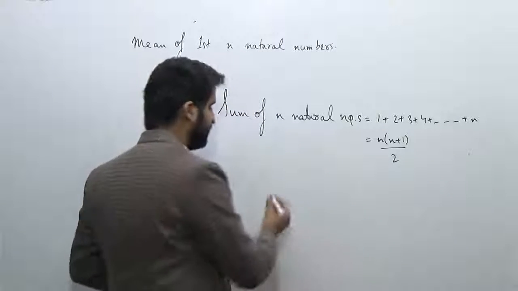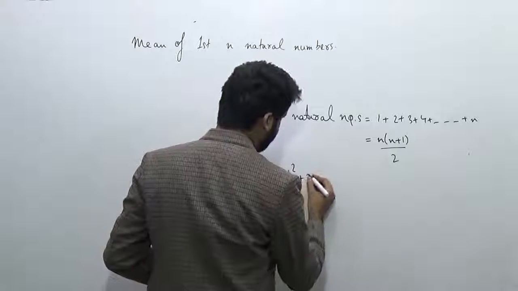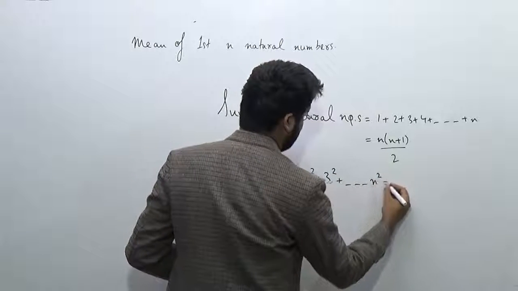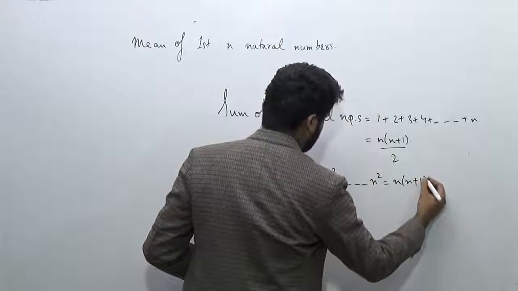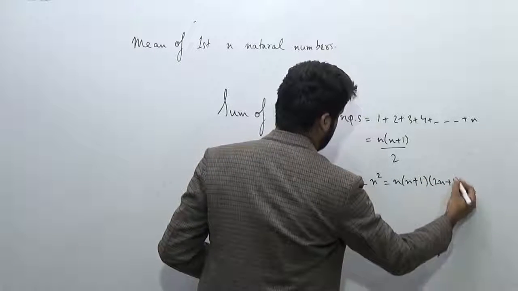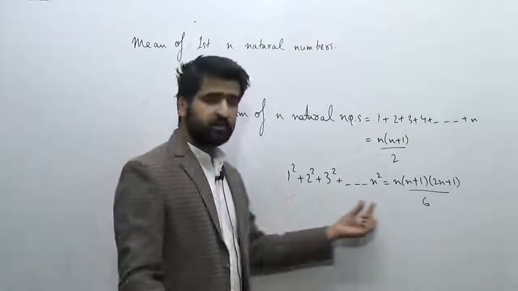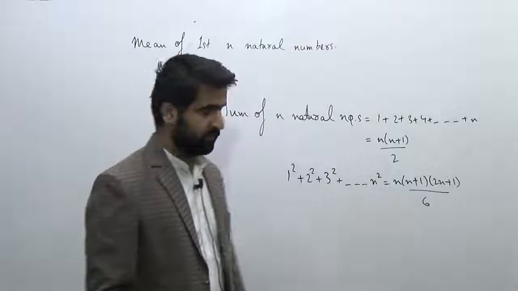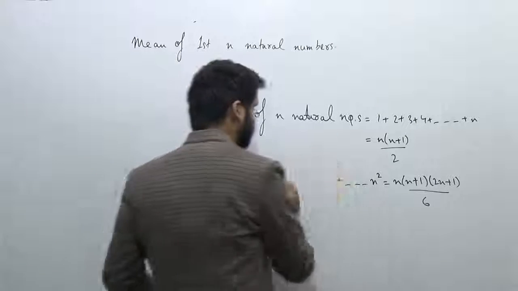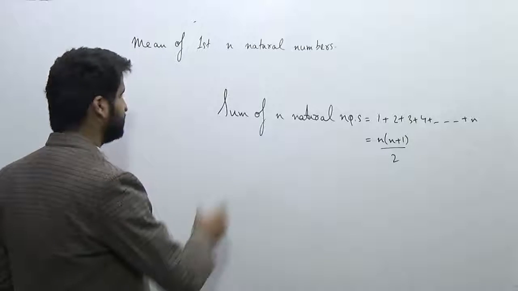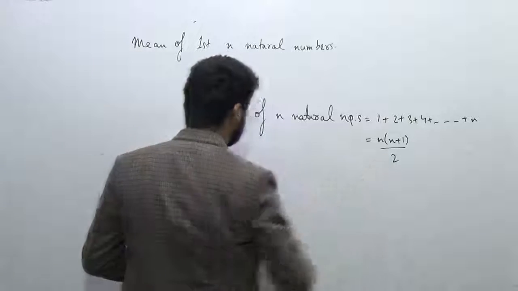And we also have the sum of squares of first n natural numbers, and that sum is given by the formula n into n plus 1 into 2n plus 1 divided by 6. So this is the formula for sum of squares of first n natural numbers. But here we need only this one. We need only this part. So sum of first n natural numbers is n into n plus 1 by 2.